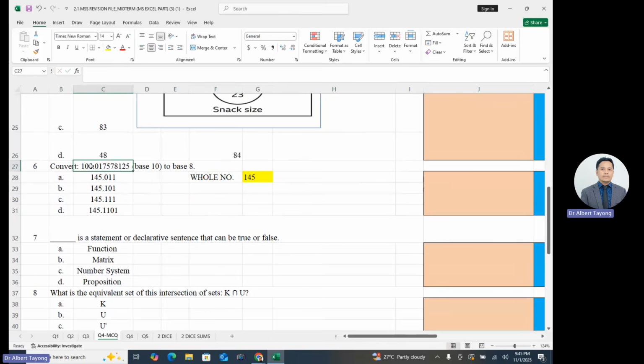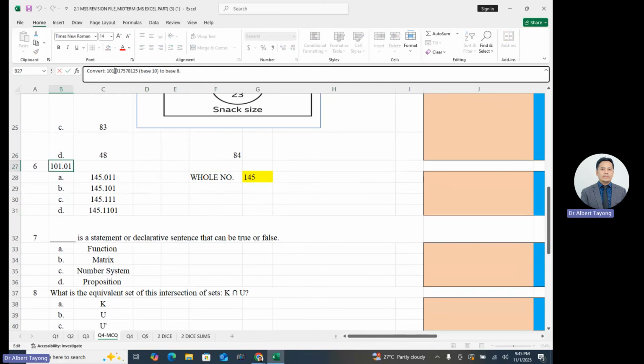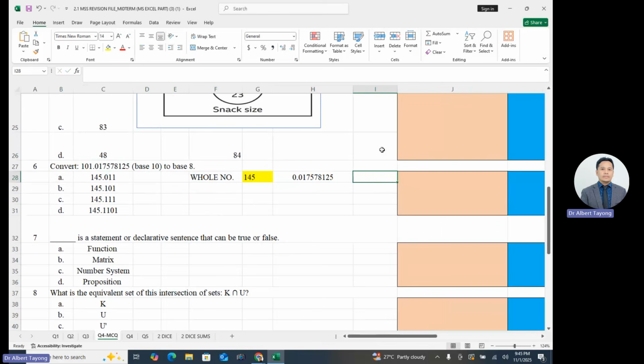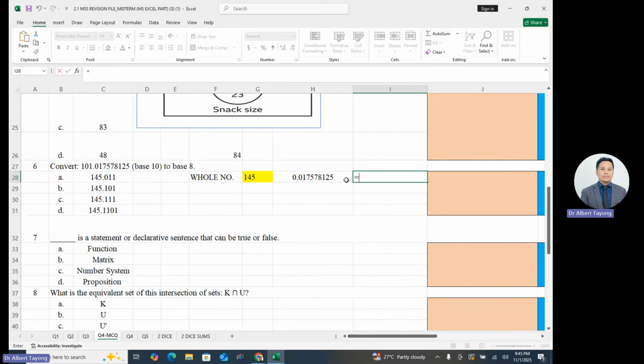Now for the decimal part, you can copy this decimal part, save time, escape, and paste it here, Control V. That is our decimal value. Multiply by the base on the right, base 8. If this was 16, multiply by 16. If this was 2, multiply by 2. So let's have more space here. So equals this decimal number times 8, because you have 8 here.